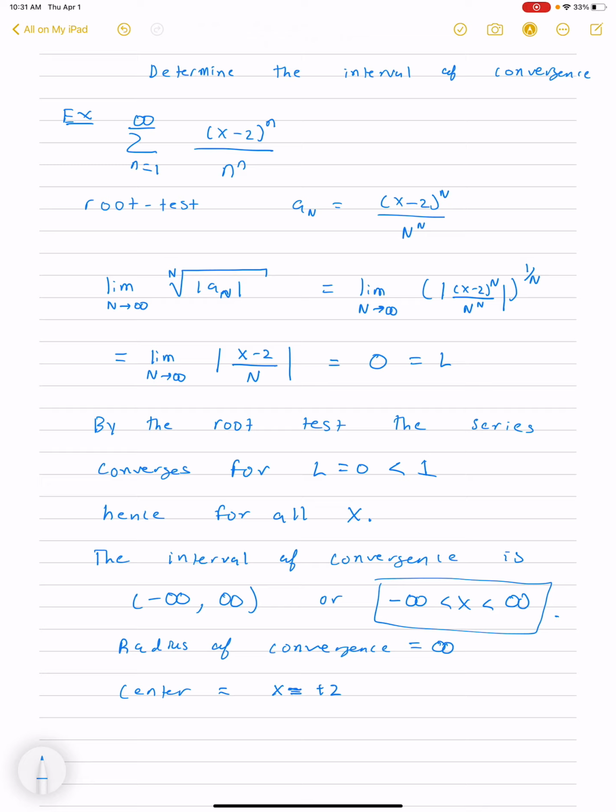That's our center. All right, thank you for joining us. This was our first example where the interval of convergence was infinite.